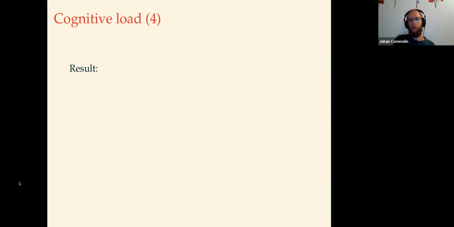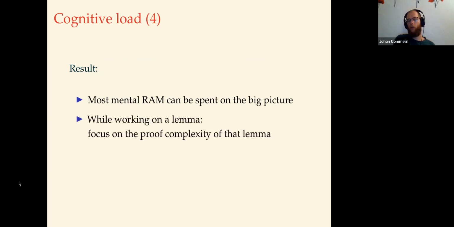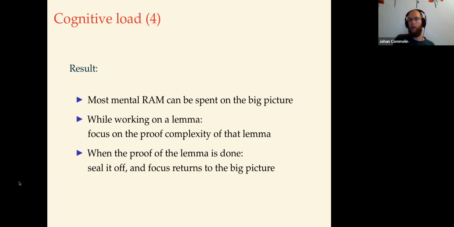So what is the result? The result is that now you can actually spend most of your mental RAM on the big picture, on this raw proof complexity. And whenever you're working on one particular lemma, well, then you can focus your mental RAM on the proof complexity of that lemma. But once you're done with that lemma, you just seal it off and your focus returns to the big picture, and you no longer need to worry, okay, am I applying this lemma correctly, or do I need a slightly stronger version? Did the proof actually prove something slightly stronger, which is what I need now?